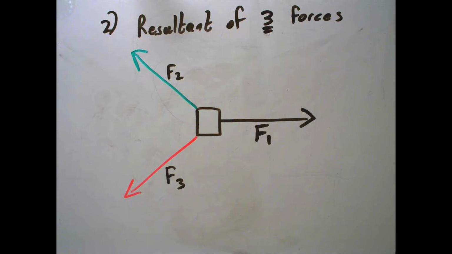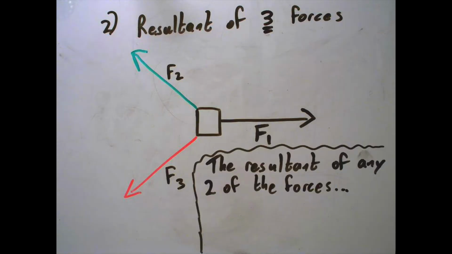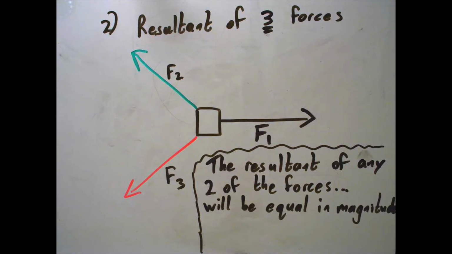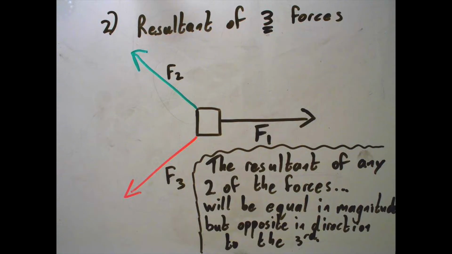Now presuming that the box isn't moving and that it's staying in the same place, or if it was in motion it's moving at the same kind of constant velocity. So just presuming that it's at rest, that it's not moving. If that's the case, we know that these 3 forces are balanced, that there's no net resultant force on the object. So if I want to find the resultant of the 3 forces, here's what I do.